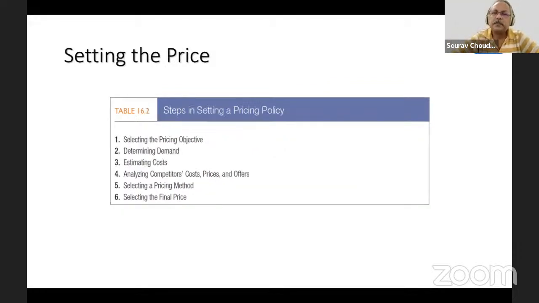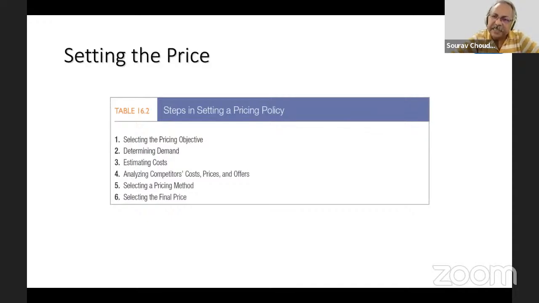Okay. Now comes the setting the price. How do I set a particular price? How is the right process? So selecting the price objective, determining demand, estimating cost, analyzing competitor. This is where your competition comes. Competitor cost, price, and offers. Competitors' cost, price, and values. Selecting a pricing method and selecting the final price.